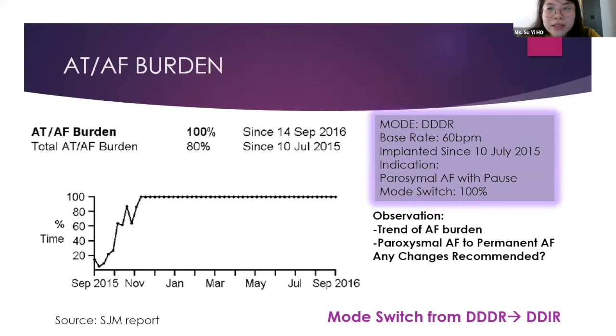Okay, likewise for this example, we can appreciate that the patient originally had paroxysmal AF, but from the start of November, their AF burden has become 100%, which is a transition from paroxysmal AF to persistent AF. So in this case, the doctor might suggest whether there is a need to switch from DDR to a permanent DDI for the patient.